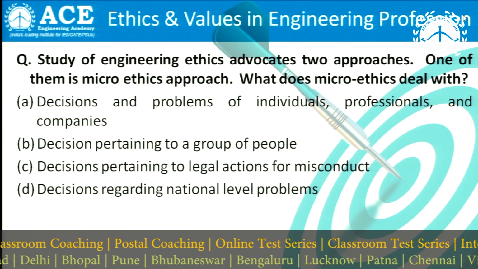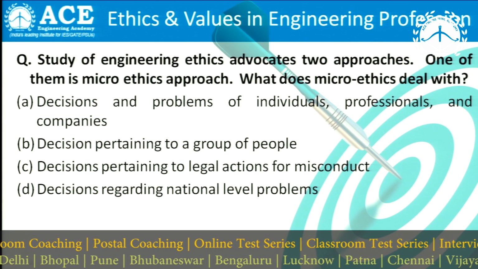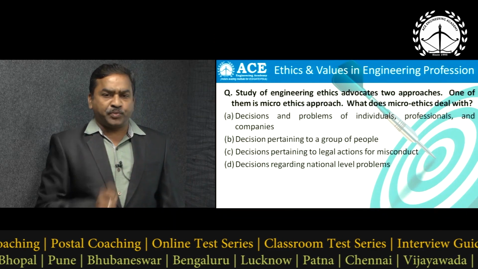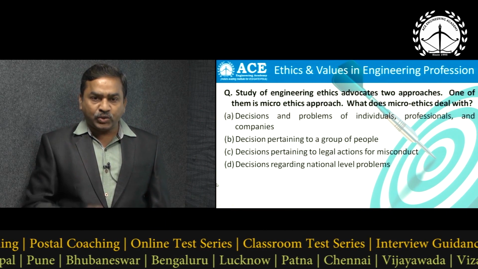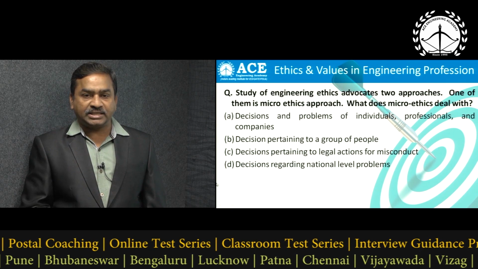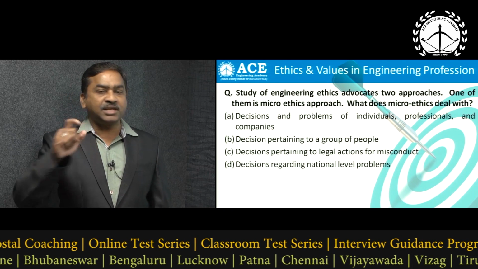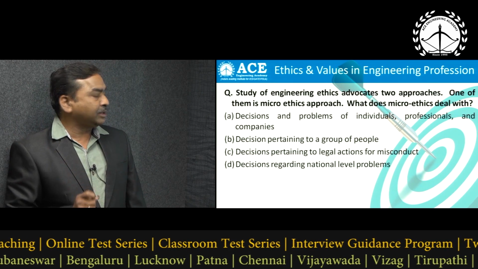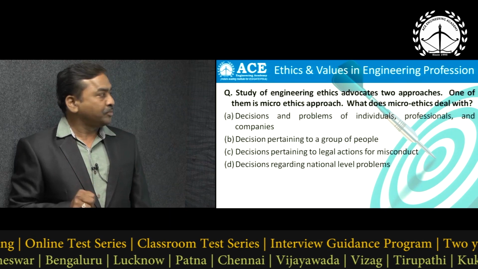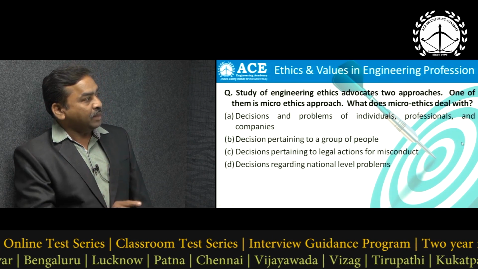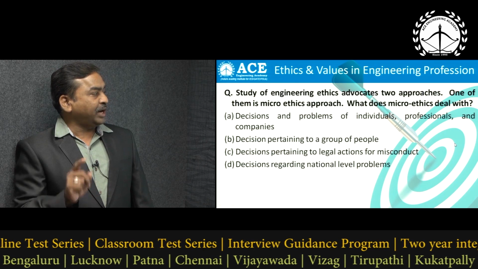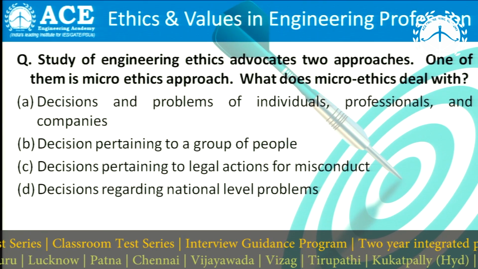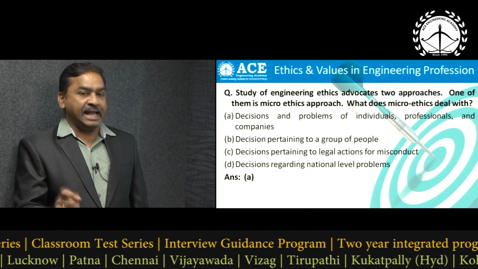Study of engineering ethics advocates two approaches. One of them is the microethics approach, the second one is the macroethics approach. Now, what does microethics deal with? Let me elaborate this point. Micro is to deal with individuals, corporations, societies, and macro is a much larger level problem which is applied at the nation level. If you look at the answers carefully, there are only two options left for you, 1 and 4, because the decision pertaining to group of people covered in the companies, decision pertaining to legal actions misconducted covered in the companies and professionals again. So the choice is between 1 and 2. Obviously, the answer is A, micro level.